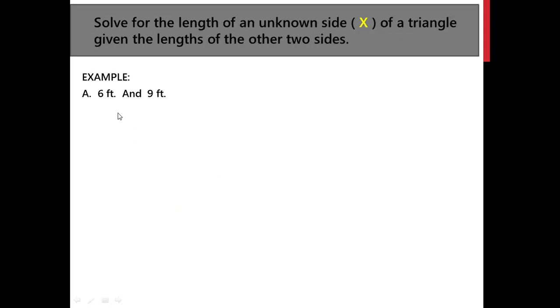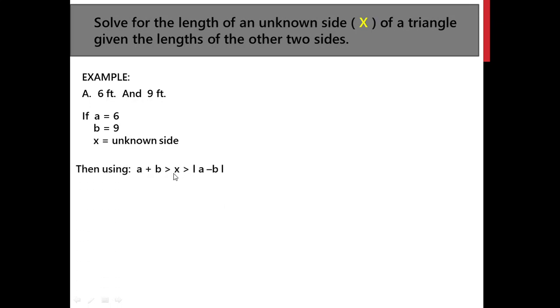So here, we have two given sides, 6 and 9 feet. What would be the third side to make these dimensions a triangle? Now, let's find out the givens first. Given we have 6 and 9, you can decide which is A and which is B. For me, A is equal to 6, B is equal to 9, and our unknown side would be x.